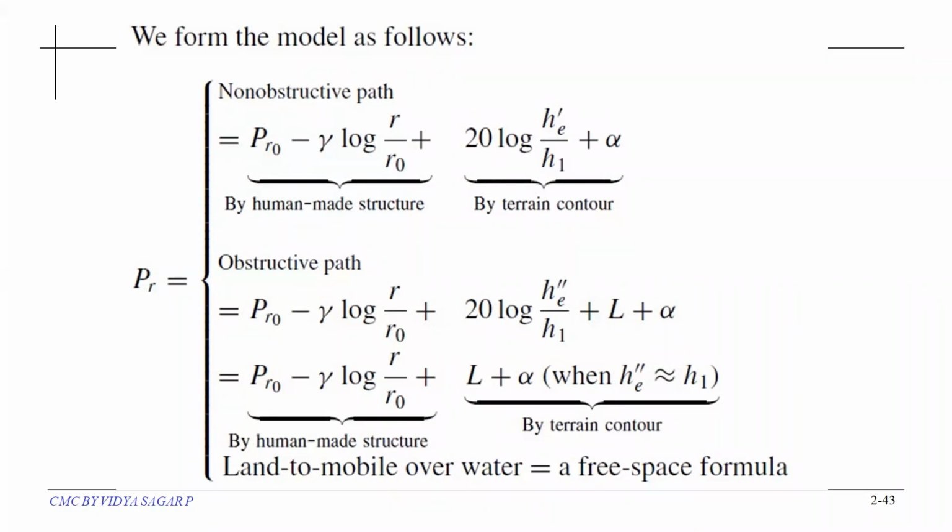The point-to-point prediction model is a basic tool that is used to generate a signal coverage map. These are the uses of the point-to-point model. This is about the Lee model.